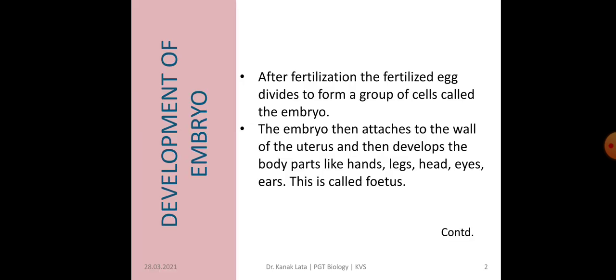First, it is about development of embryo. Whenever there is fusion of male and female gamete, it leads to fertilization. And the fertilized egg, that is zygote, divides repeatedly to form a group of cells which is called as embryo. This embryo gets attached to the wall of the uterus and then develops into different body parts like hands, legs, head, eyes, ears. So this is called as fetus. So fetus is the developing embryo.